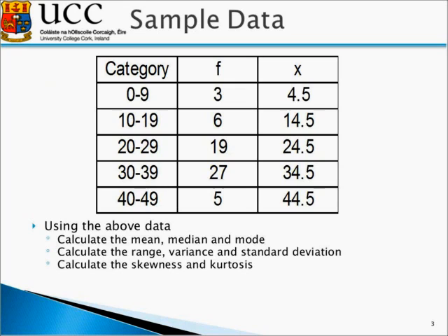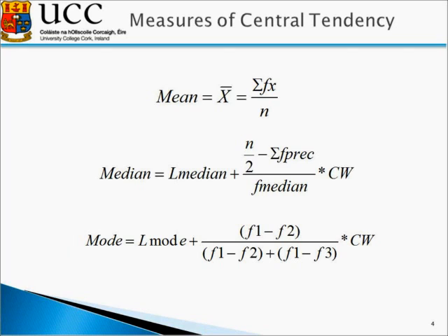The data we will use is displayed here, where we have various categories. So we have category 0 to 9, 10 to 19, 20 to 29, 30 to 39, and 40 to 49. We have the frequency given as f, and we have the midpoint given as x. Starting with just this basic data, we will calculate all of the values which we've shown down here: the mean, median, and mode, standard deviation, and skewness and kurtosis. We'll be using the various formulas provided here.